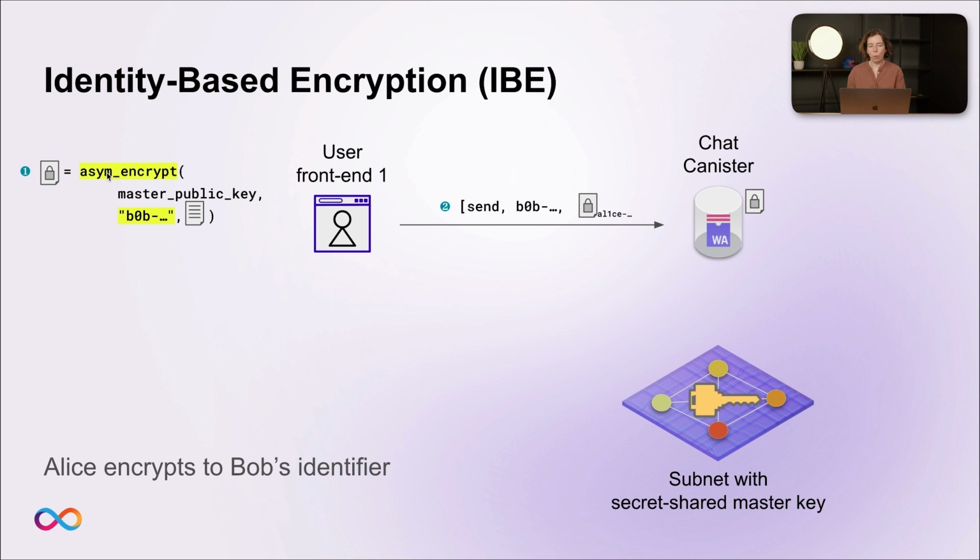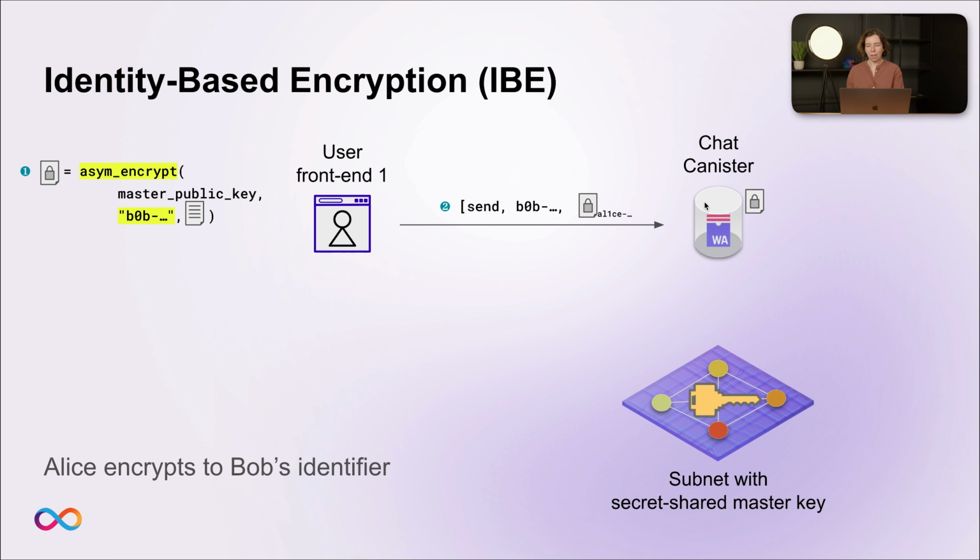But a very high-level overview: let's say Alice on the one hand wants to send a message to Bob. She wants to asymmetrically encrypt, so do a public key encryption of a message to Bob. And she just uses Bob's identifier as the public key to encrypt this message. She encrypts it, gets a ciphertext, and sends the ciphertext to a chat canister, for example.